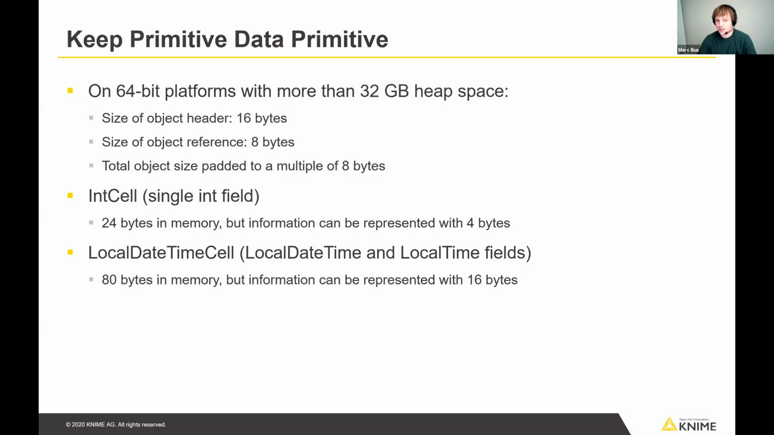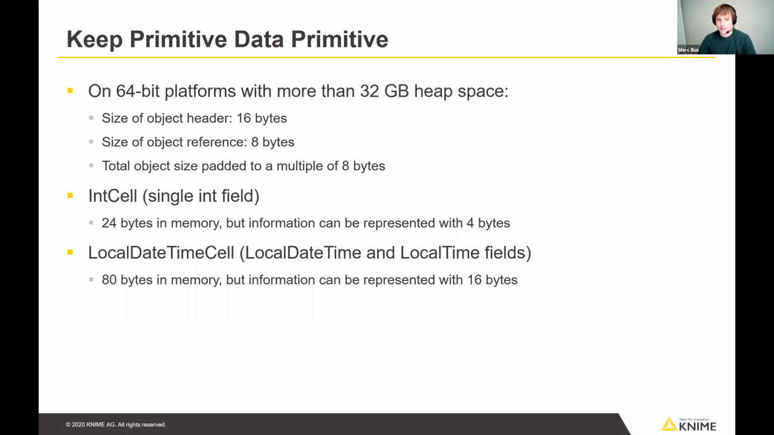But again, this information can be represented by as little as two long values, which takes up 16 bytes. So again, we have a factor of 5 in the increase of our memory footprint for even this more complex type that might appear complex in a way you might think, okay, there's probably not as much to save here as with an int cell, but actually there is.